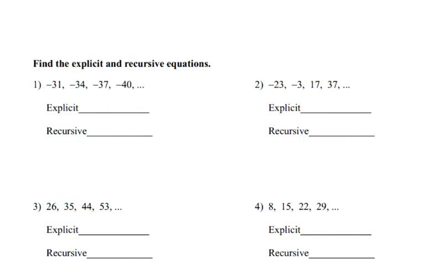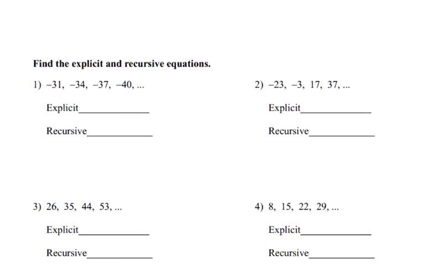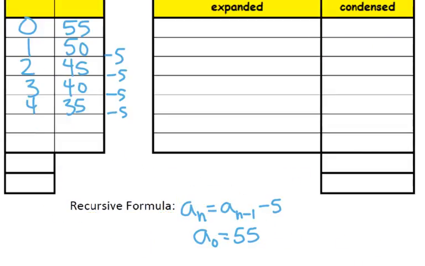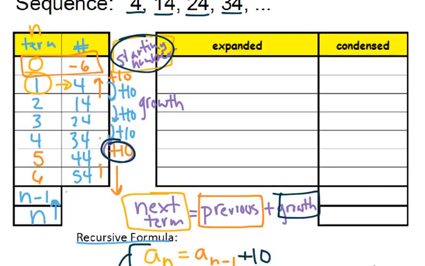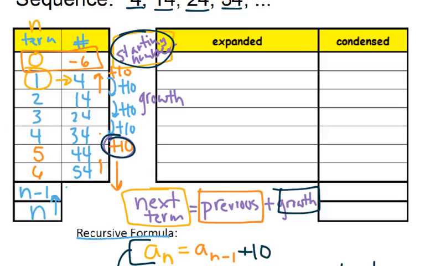Now on that last page, you're not going to start it now, but you've got 6 more problems to do recursive ones for. We're also going to do explicit. So let's go back and take a look at our original examples, and let's see how we can get that explicit formula. It'll be pretty interesting how we go here.